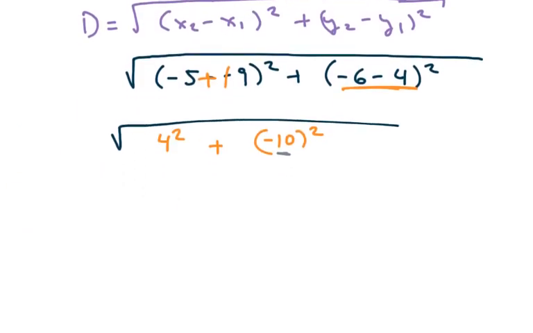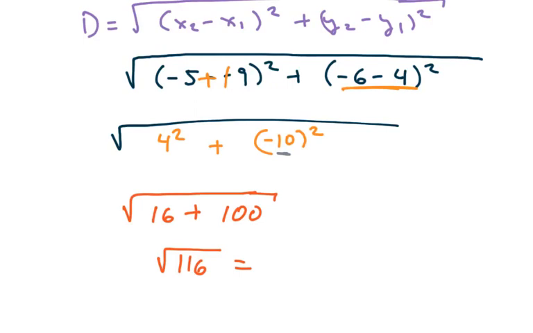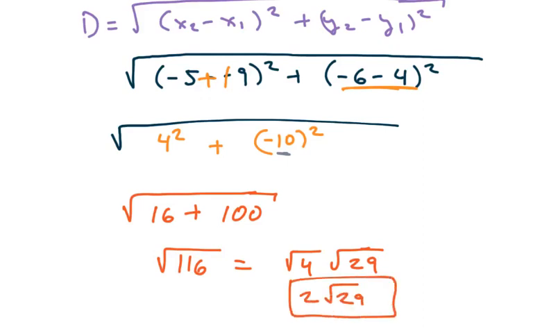So if we clean this up, let's see what we end up getting. So this becomes the square root of 4 squared is 16, 10 squared is 100, and we're right back to where we once were. So this is the square root of 116, which we said is going to be square root 4 square root 29, which breaks down to 2 square root 29. And there's our answer.